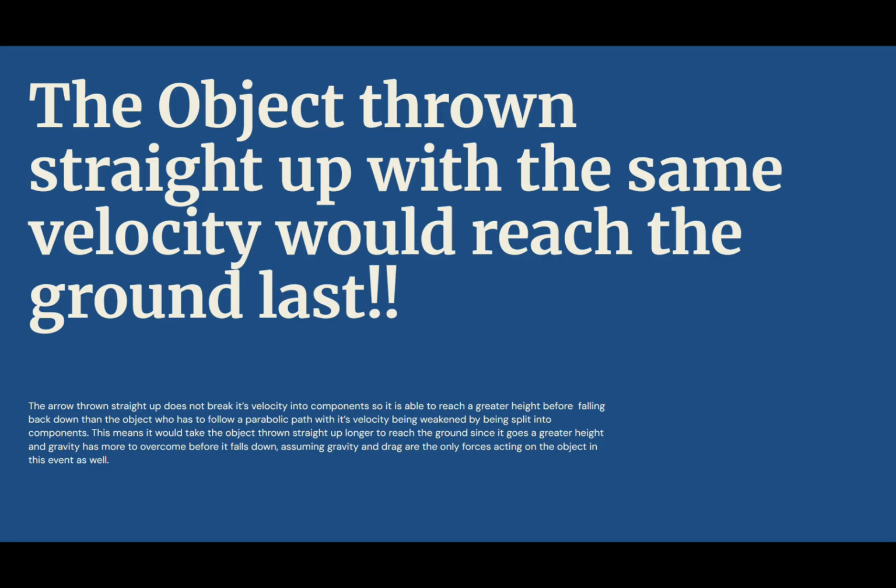This means that the object thrown straight up with the same velocity would reach the ground last. The object thrown straight up does not break its velocity into components, so it is able to reach a greater height before falling back down than the object that has to follow a parabolic path, with the velocity being weakened by being split into components. This means it would take the object thrown straight up longer to reach the ground, since it goes a greater height and gravity has more to overcome before it falls down, assuming gravity and drag are the only forces acting on the object in this event as well.